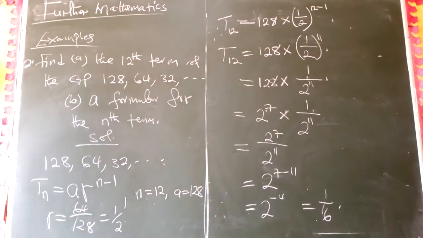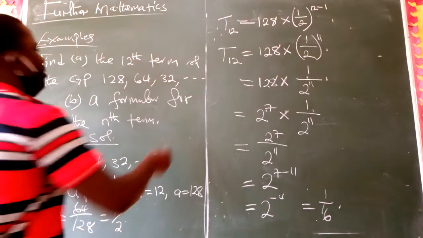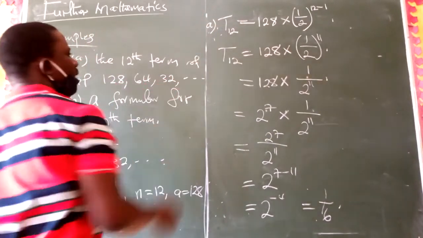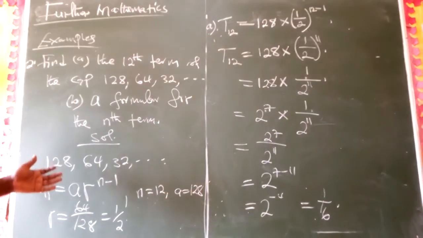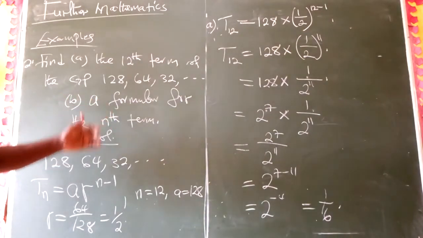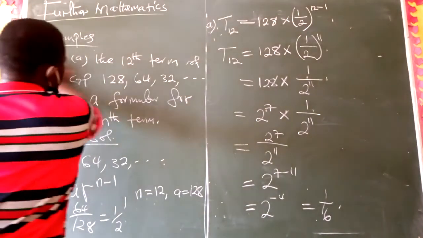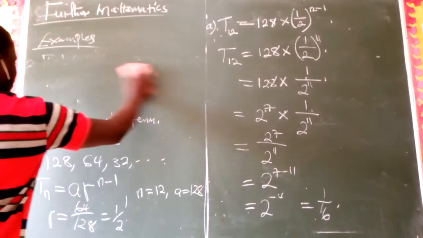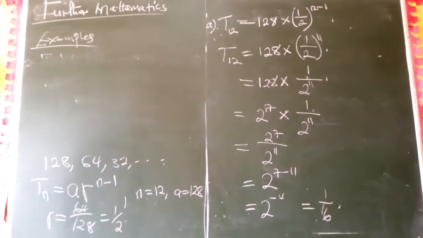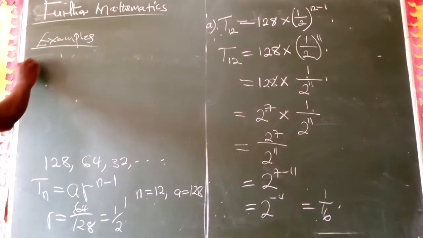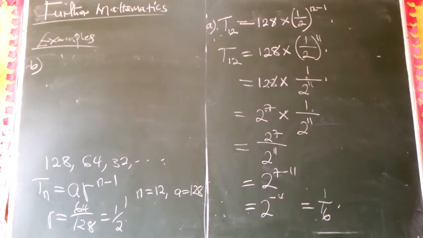Now, that's A part of the question. What about B part of the question? The B part of the question says we should find a formula for the nth term. So I'm going to find a formula for the nth term of that GP. So B, find the formula for the nth term of this GP. What's the formula for the nth term of this GP?